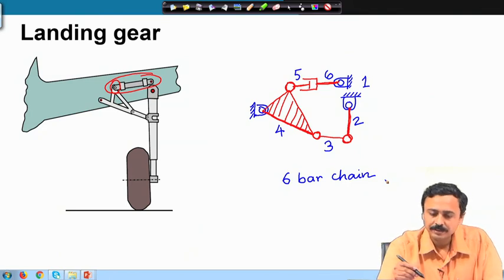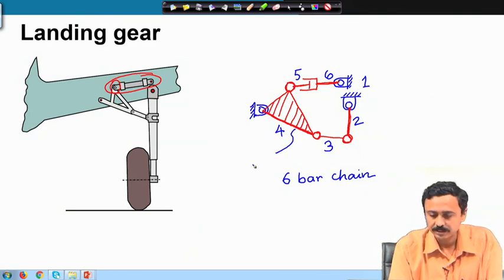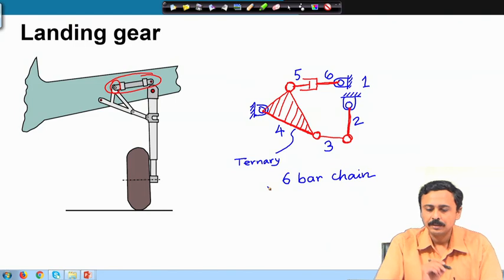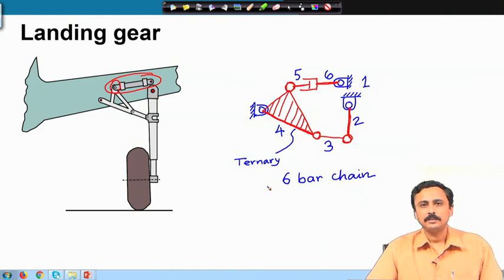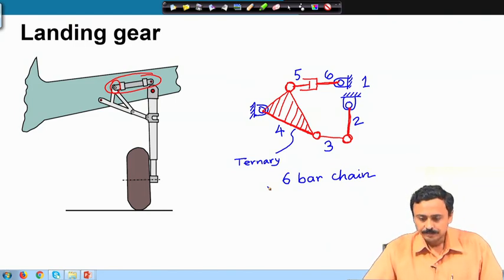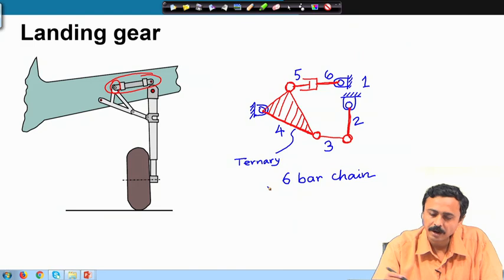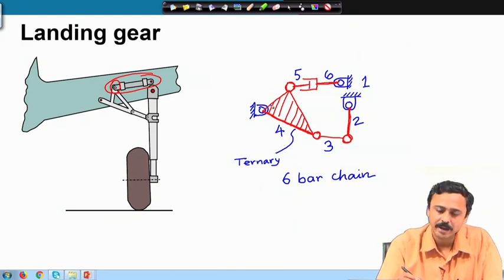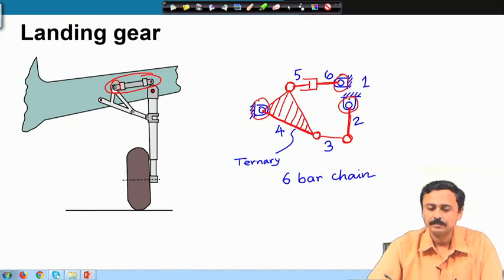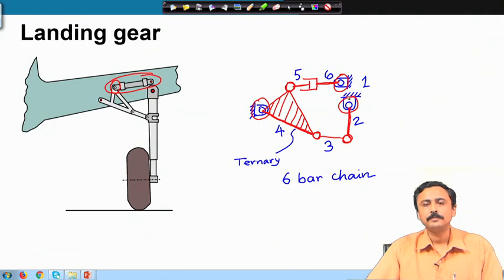Here we have a ternary link. As we have discussed, this is a ternary link. There is another ternary link, which is the ground. The ground is also a ternary link, because you have these three hinges which connect to the ground.